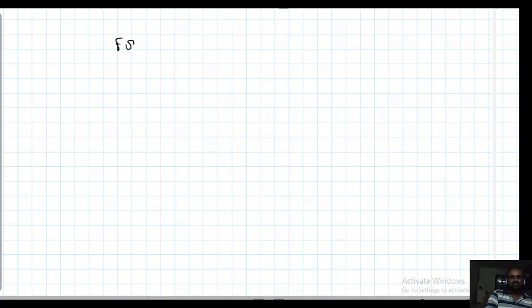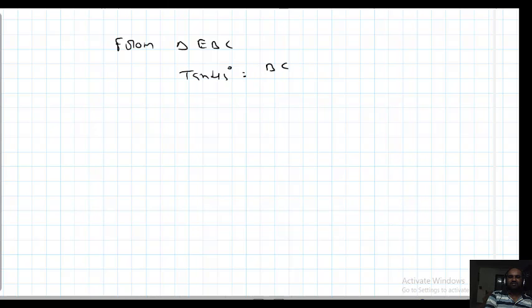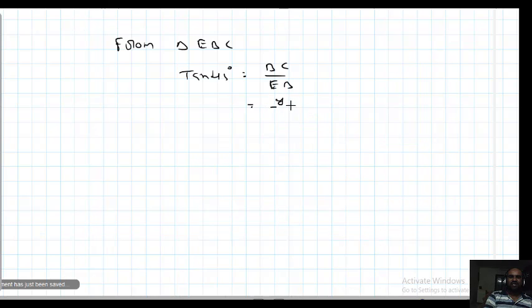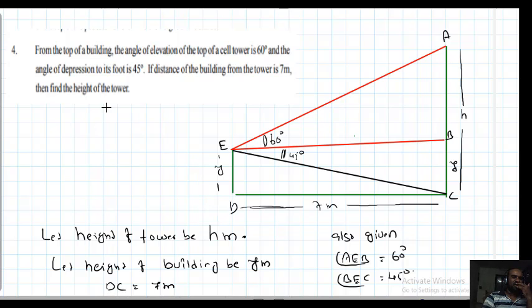From triangle EBC, tan 45 degrees equal to its opposite side, that is BC by EB. BC is nothing but y, and EB and DC are the same. So y by DC, that is equal to y by 7. So y equal to 7 because tan 45 is 1 only. You got the height of the building, 7 meters, but you don't want that. The height of the tower you want.